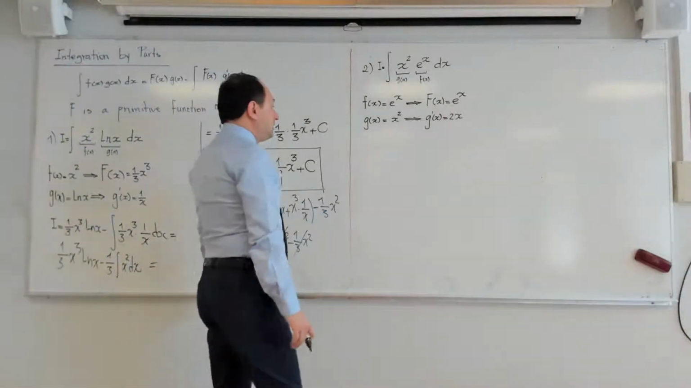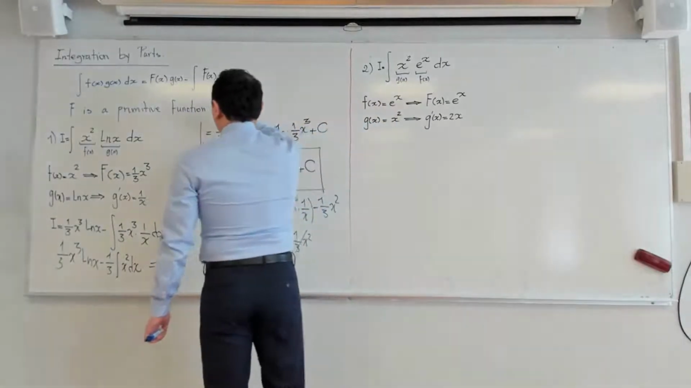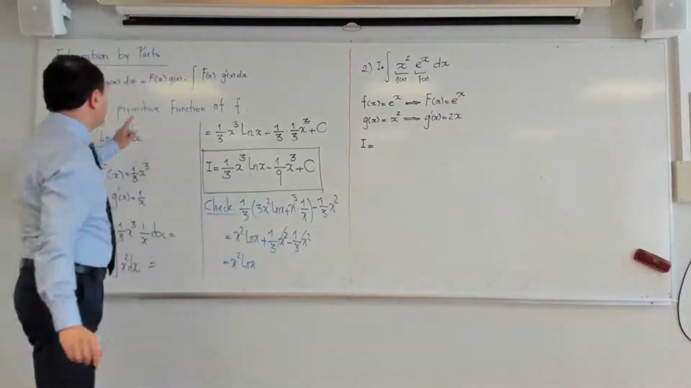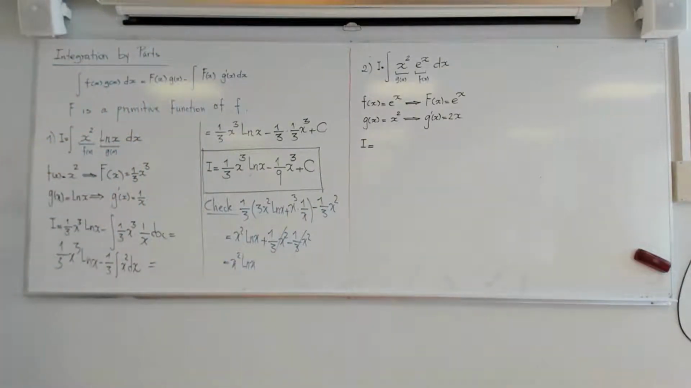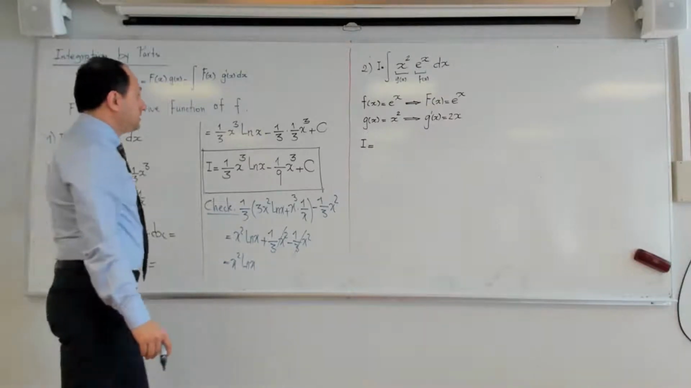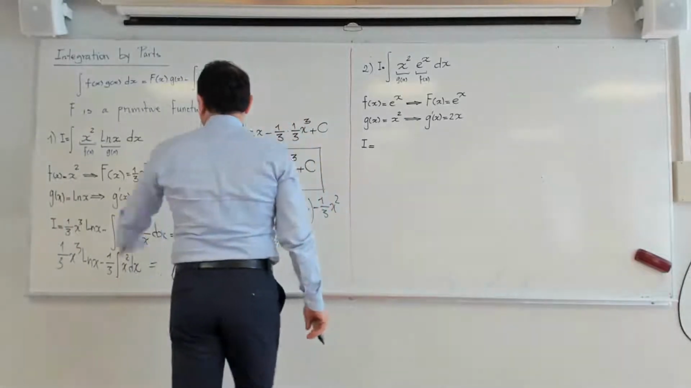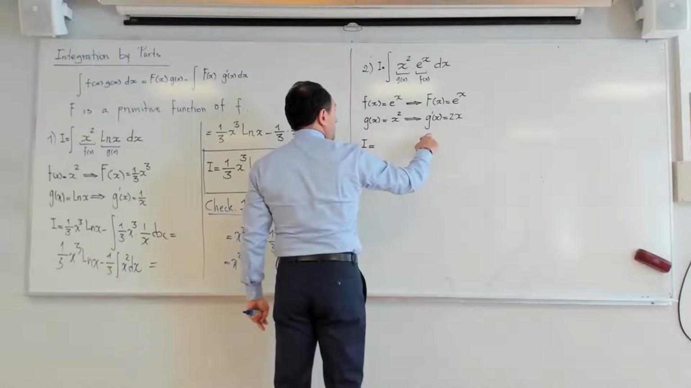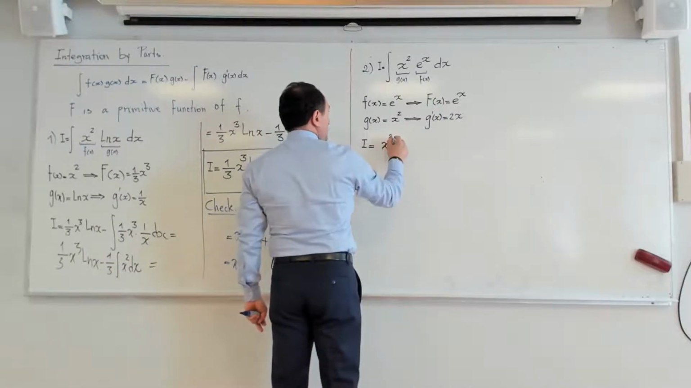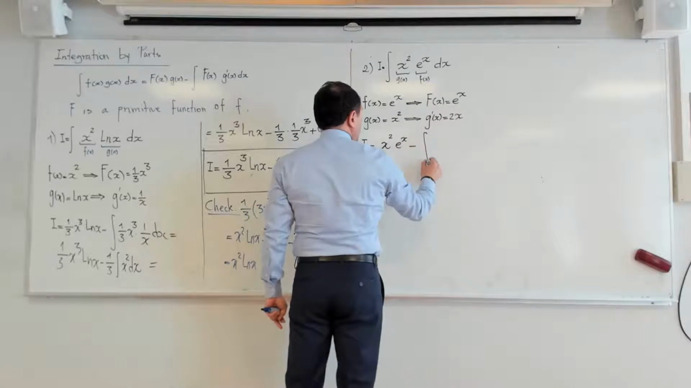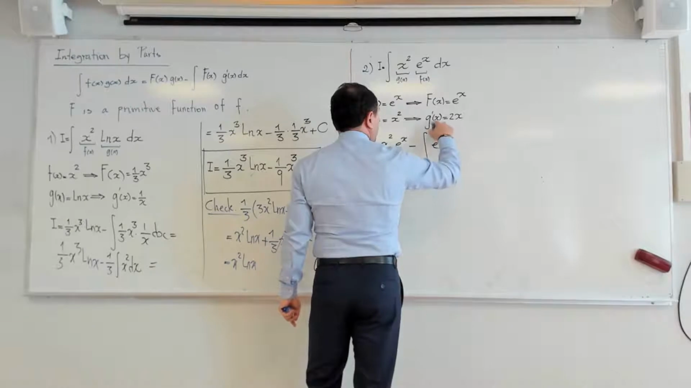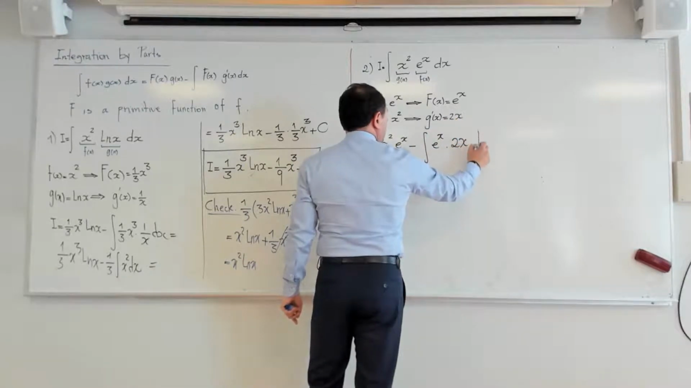Sorry. Okay, and then we put this in the formula. So what happens? I becomes equal to capital F of x times g of x. So capital F of x is e to power x, times g of x, which becomes x squared e to power x, minus the integral of capital F, which is e to power x, multiplied by g prime of x, which is 2x dx.